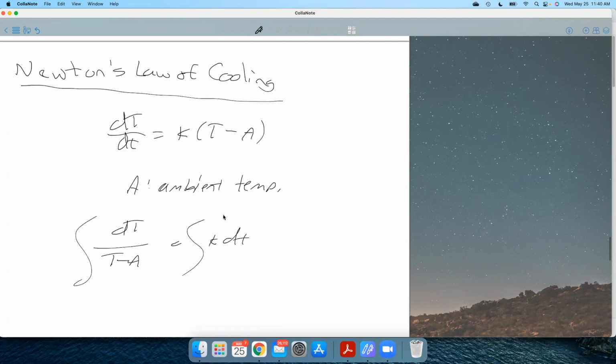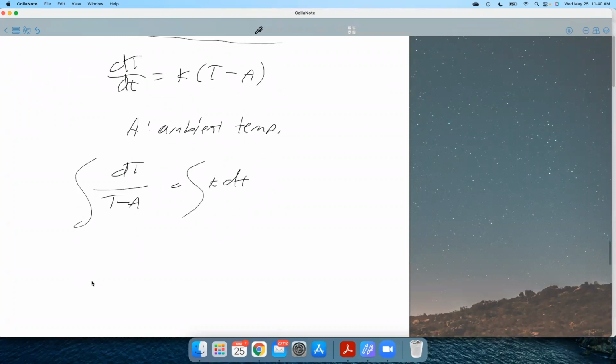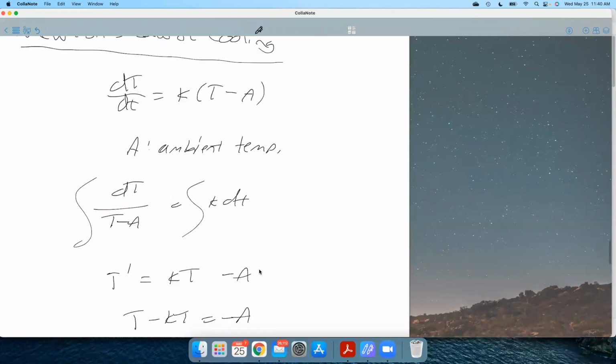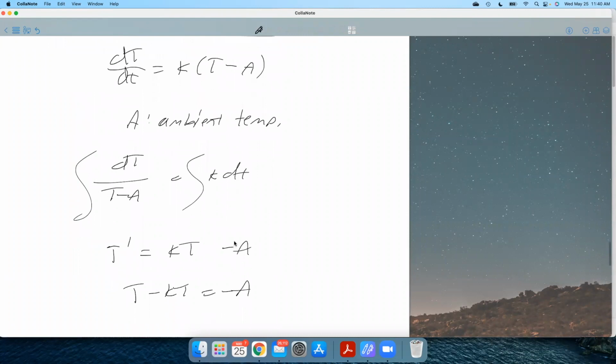I'm going to solve it as a linear DE because that's what we're talking about. So I'm going to write that as T prime equals k(T minus A), or T prime minus kT equals negative A. I didn't distribute my k, did I? Hold on.